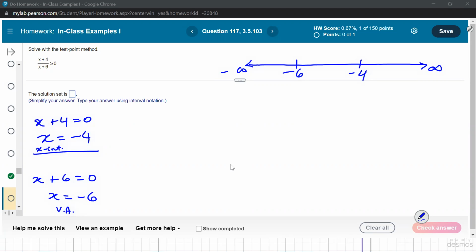So I need test points from each of the intervals. What can be a test point here, here, and here? Let's start with the left one. What can be used for the test point there between negative infinity and -6? Sure. Okay, between -6 and -4. Very nice. And then -4 and positive infinity. 8. Okay.